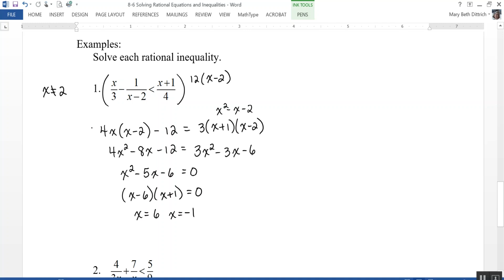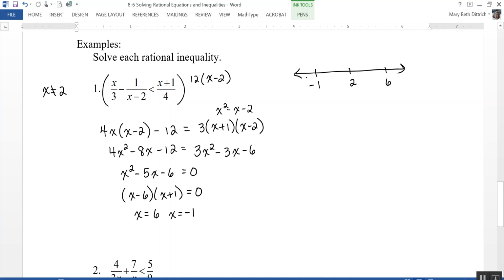So now comes the complicated part. So what I need to do is create a number line and put my solutions and my excluded value on there. So a negative 1, 2, and 6. And you'll notice that that divided the number line into 4 intervals.